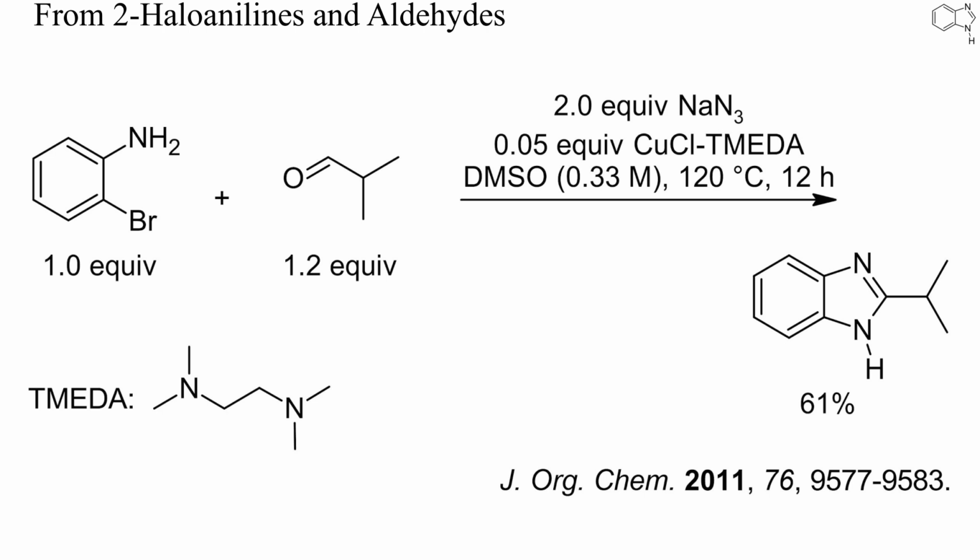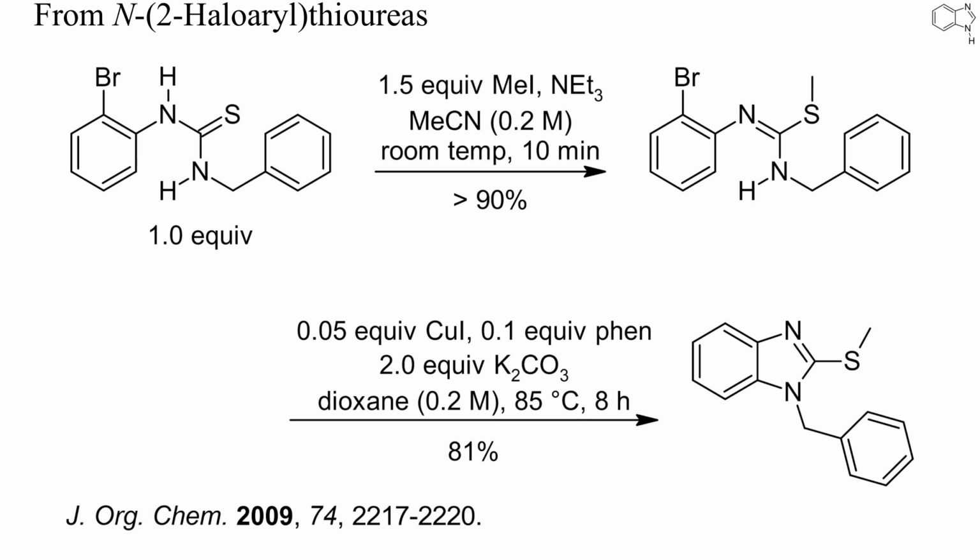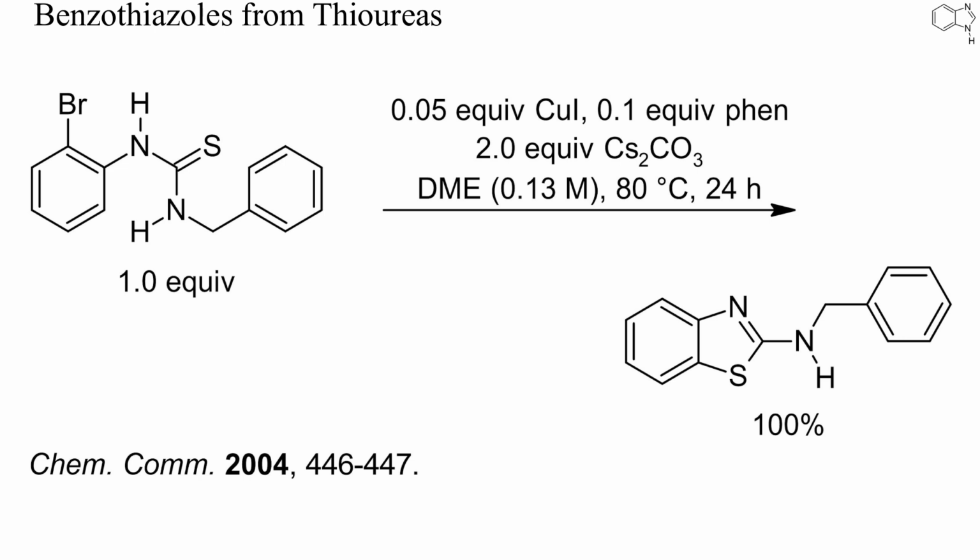Here, 2-bromoaniline was condensed with isobutyraldehyde and upon treatment with sodium azide and catalytic copper, 2-isopropyl benzimidazole resulted. As shown here, 2-iodo and 2-bromoaryl amidines can be cyclized in high yield by heating with a copper catalyst, while aryl chlorides are much less reactive. In this example, a 2-bromophenyl thiourea was first methylated at sulfur and then cyclized to a benzimidazole with the aid of a copper catalyst. Without methylation at sulfur, however, this same thiourea cyclized to a benzothiazole, not a benzimidazole.